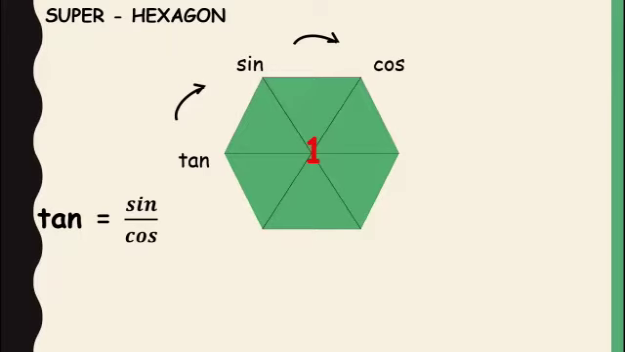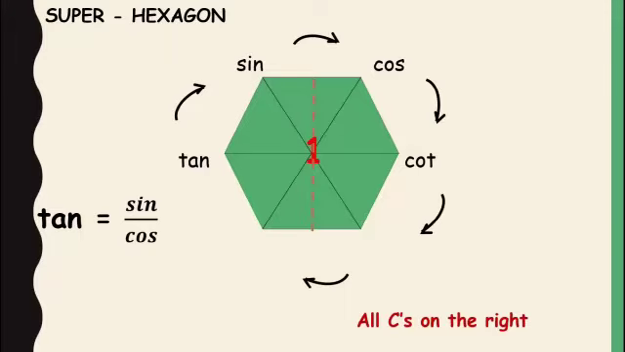Now three functions and three vertices remain. We write cot opposite to tan. Remember, cotangent is opposite to tangent. What remains is cosec and sec. We draw a vertical line through the center of the hexagon. We will have 3 vertices on the left and 3 on the right. To remember what is written on these vertices, just remember that the functions starting with c are on the right side. So we write cosec here, and what remains is sec. That's all you need to remember.